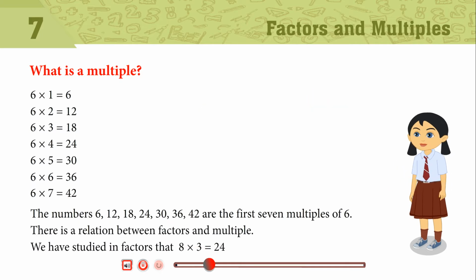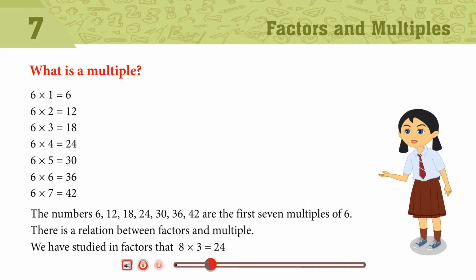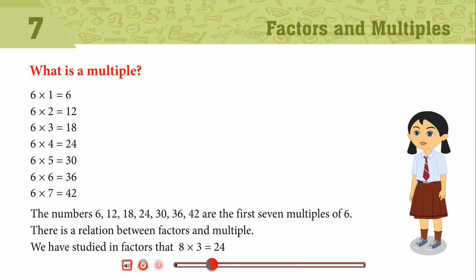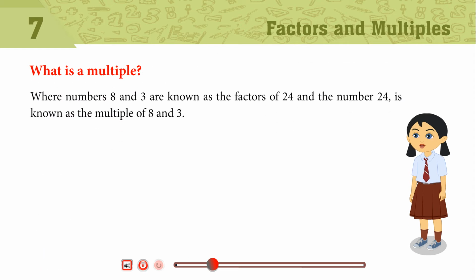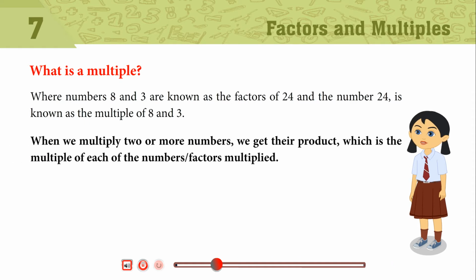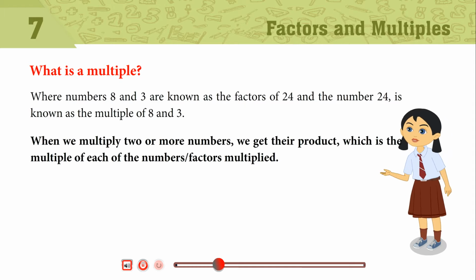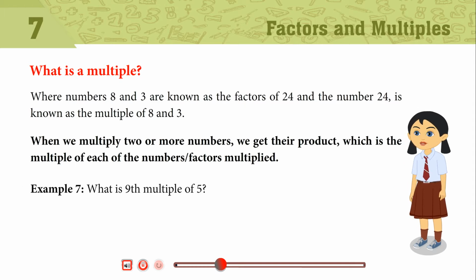There is a relation between factors and multiples. We have studied in factors that 8 into 3 is equal to 24, where the numbers 8 and 3 are known as the factors of 24 and the number 24 is known as the multiple of 8 and 3. When we multiply 2 or more numbers, we get their product, which is the multiple of each of the numbers or factors multiplied.